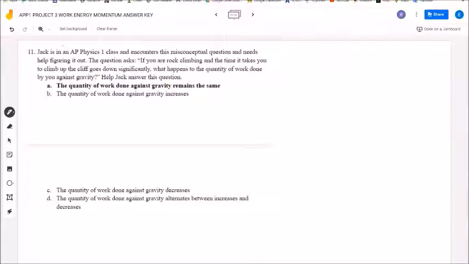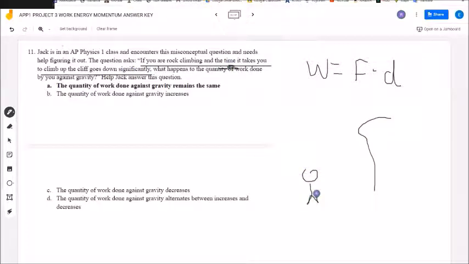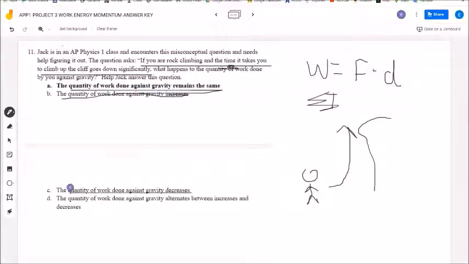So what do we know about work? Work is equal to the dot product of force and displacement. That's the formula for work, right? And what we know is that you are rock climbing, and the time it takes you to climb up the cliff goes down significantly. Say we have a cliff here, and this is you, rock climbing. Well, time has no place in this equation in determining work. So what happens to the quantity of work? It remains the same. Nothing happens to it. Does the work done by gravity increase? Nope. Decrease? Nope. Alternate between increasing and decreasing? I don't even know how that happens. The answer is A.